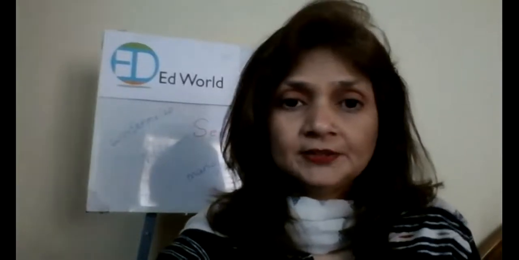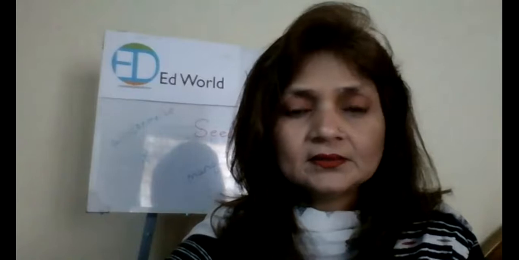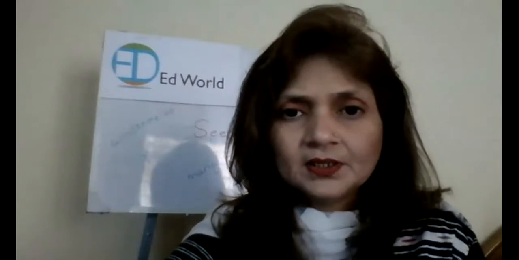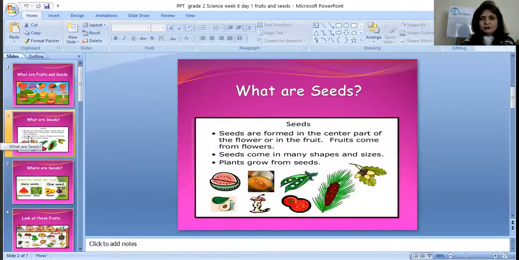Now I have a presentation for you, and I'm going to show you the different fruits along with the seeds, and you are going to see how many fruits there are which have seeds, right? Okay, now let's move on. Let's see. Okay, these are all different fruits: apples, grapes, orange, watermelon, strawberry. You have seen this yesterday as well, day before yesterday.